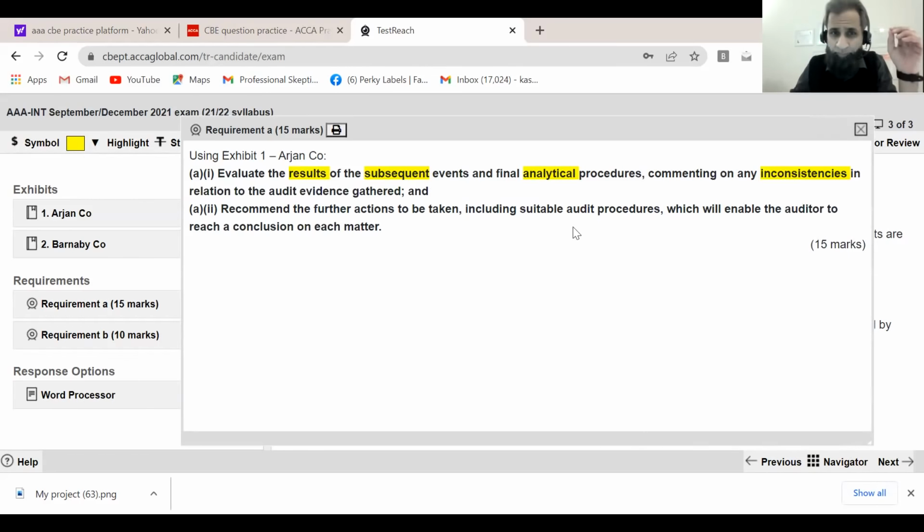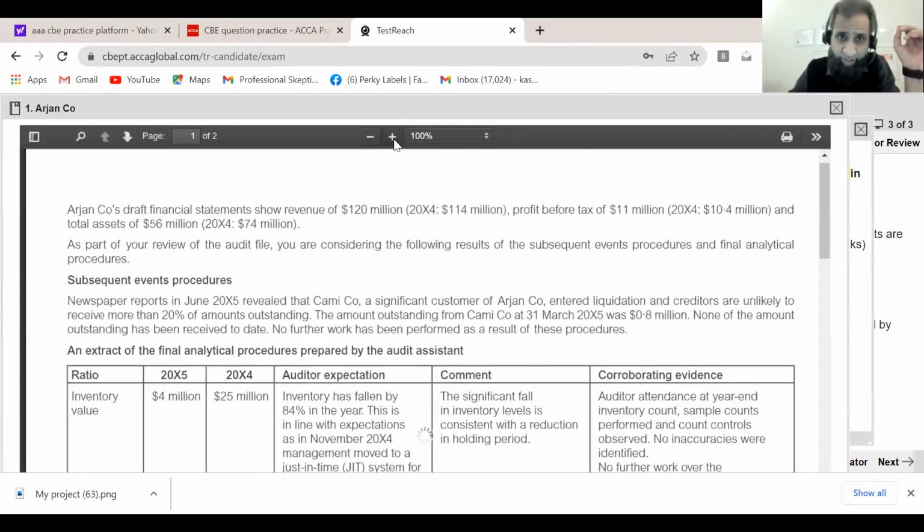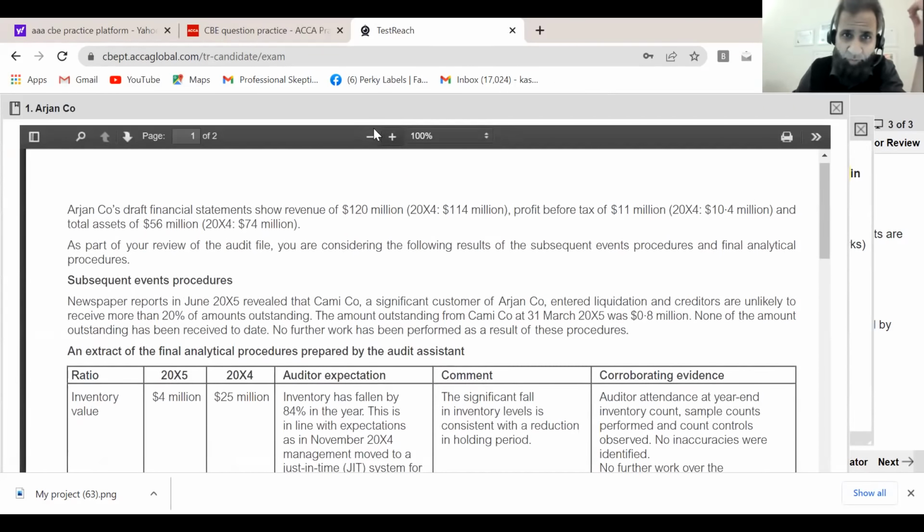Okay, great. So we just need to comment on the inconsistencies from the results. Let's see the results. Let's open exhibit number 1. I hope you can see exhibit number 1 in front of your screen now. I'm reading through the exhibit.